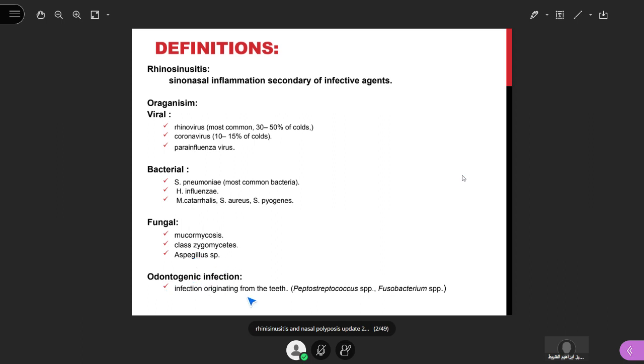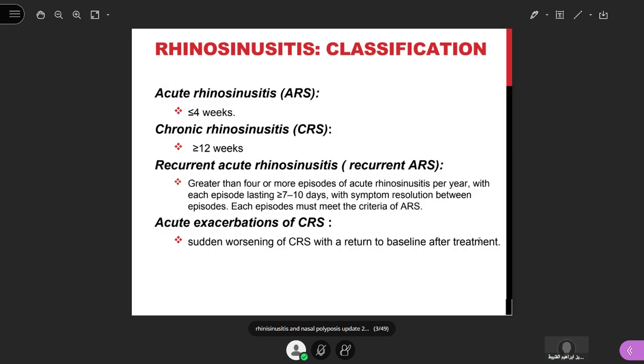Odontogenic infection is a kind of infection that originates from the teeth. There is a special bacterium, like Streptococcus, which is highly resistant to antibiotics, and the presence of anaerobic bacteria.